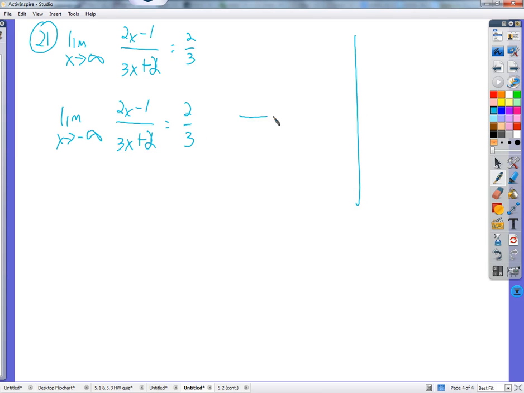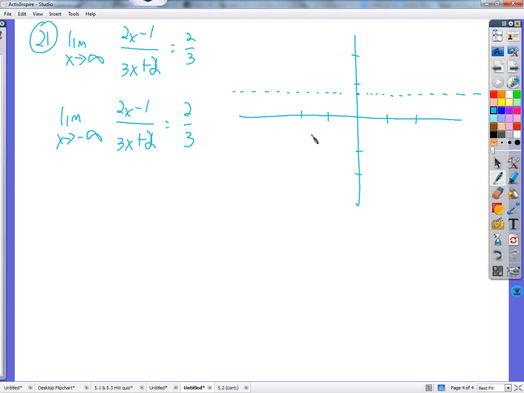Just a little transfer into how we would use this information in drawing a graph. It's going to approach the value of 2/3, about right there. Not in the middle, but at some point towards the right end, and at some point towards the left end, it'll approach that value of 2/3. In the middle is where we use all of our maxima, minima, and points of inflection. We might cross over the horizontal asymptote. That's okay.